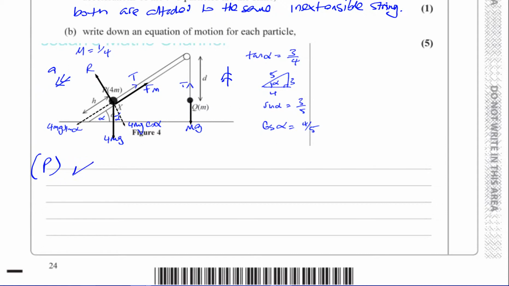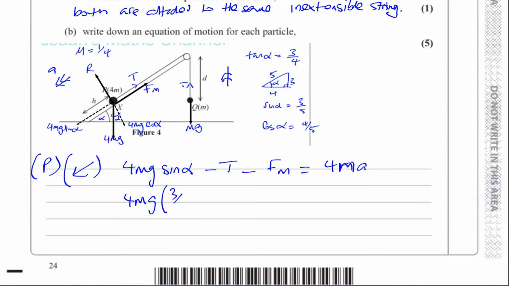So I've got 4mg times sine alpha minus the tension in the string minus the friction, F max, is equal to mass times acceleration, so that's 4m times a. Okay, so sine alpha is 3/5, so you have 4m times g times 3/5 minus the tension in the string minus F max. Now F max is equal to mu R.